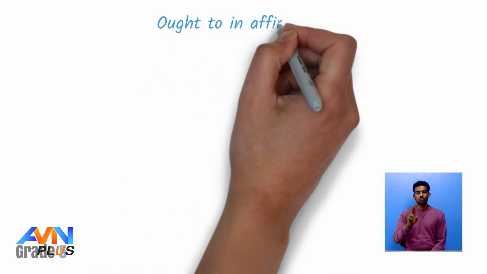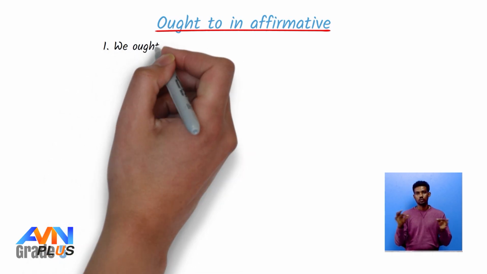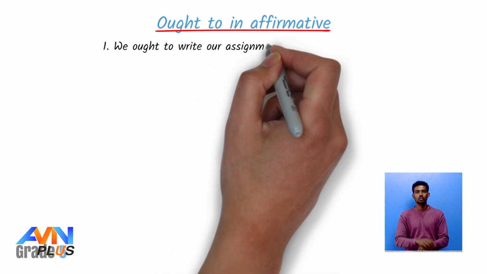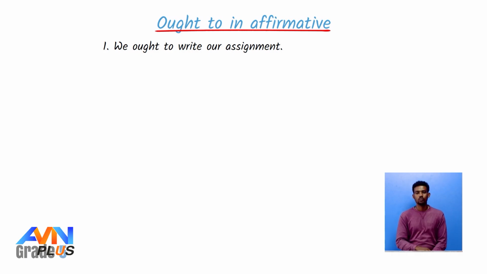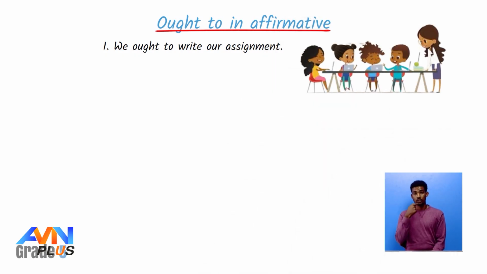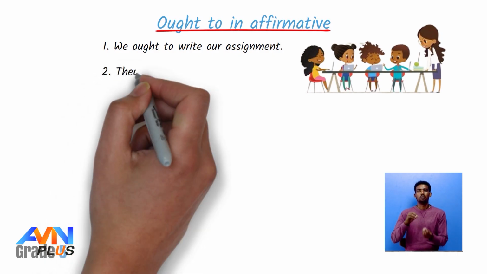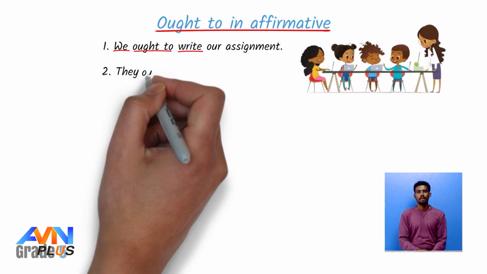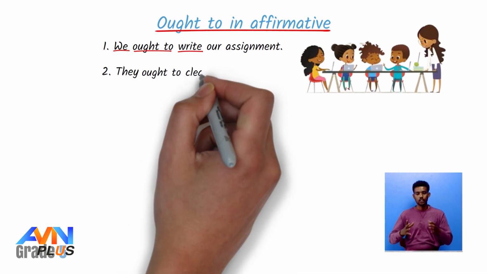Ought to in affirmative. In affirmative sentence. For example, number 1. We ought to write our assignment. Look, when we say we ought to plus verb 1, the second one, they, or maybe it can be somebody's name, yeah? Somebody's name can be written here. Ought to clean the compound.